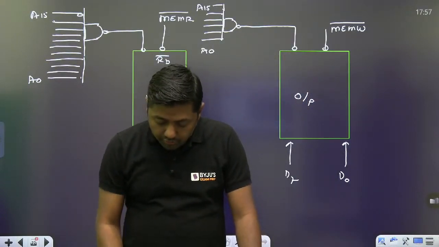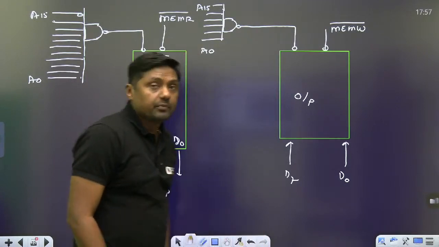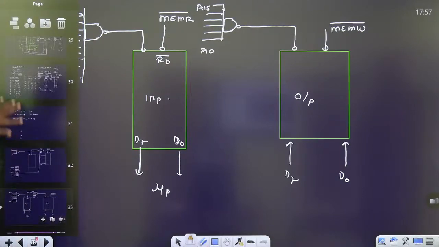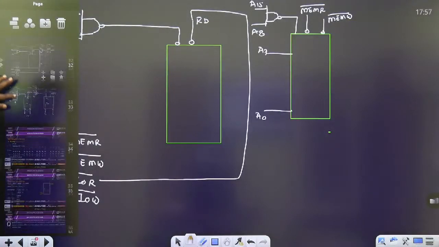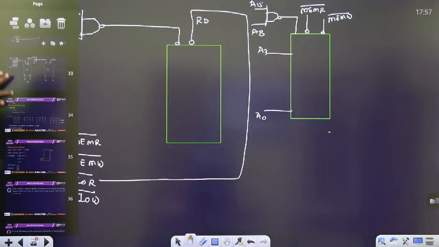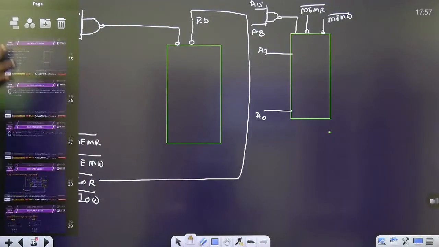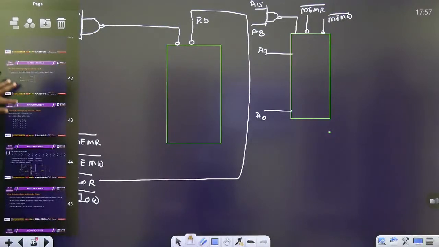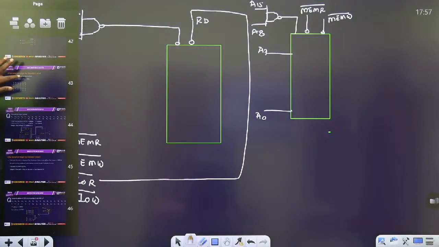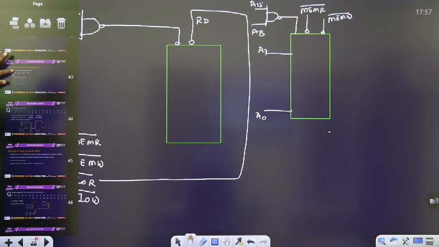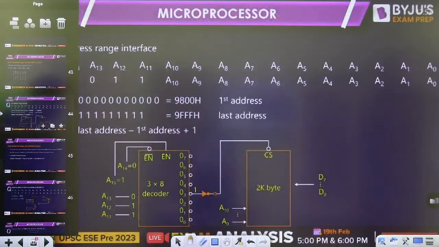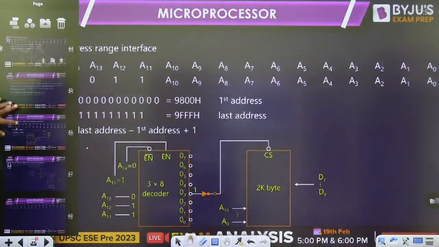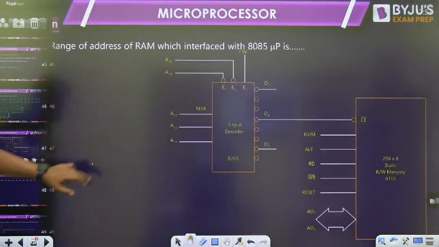Now, are you ready to solve some questions on that? Which type of questions will they ask? I am going to solve here. This is the memory-mapped input-output. Now, my dear friends, you have to solve some questions on memory interfacing. Okay, one minute. Now, for example, this is the question.